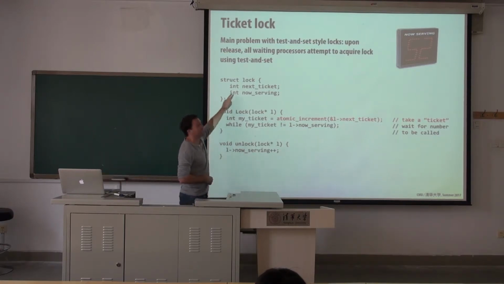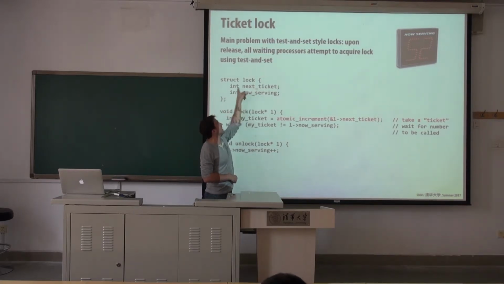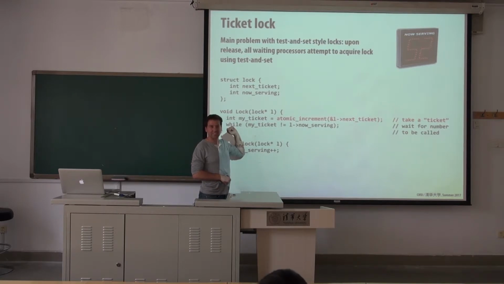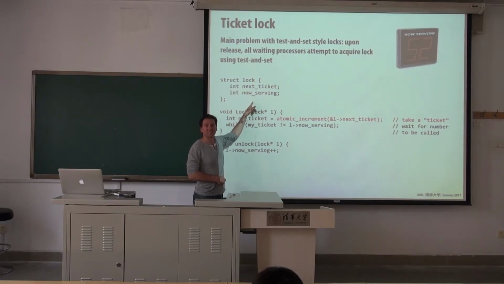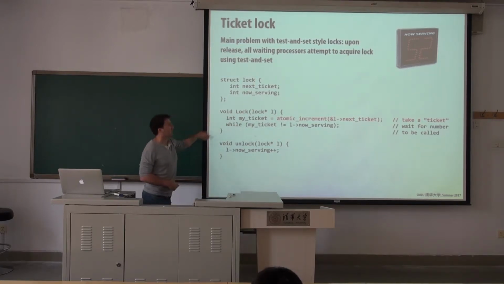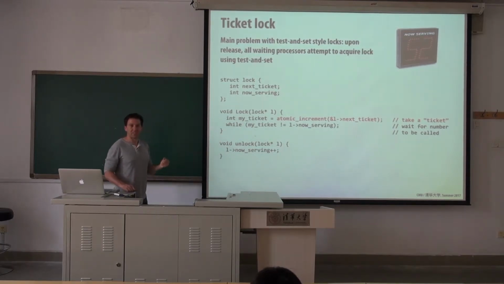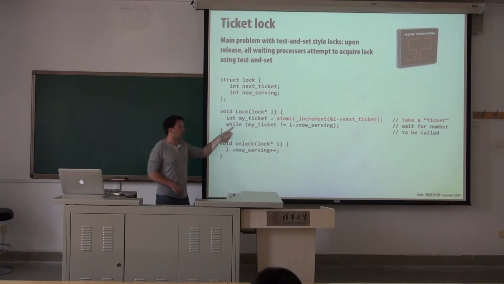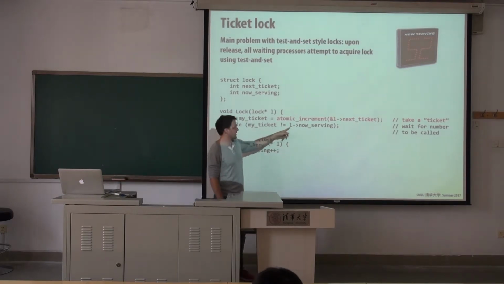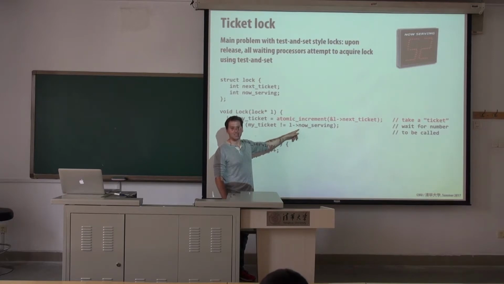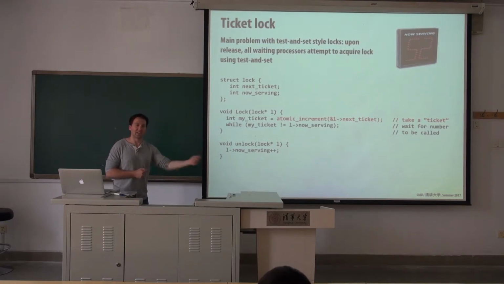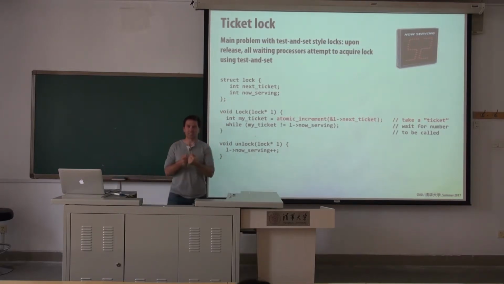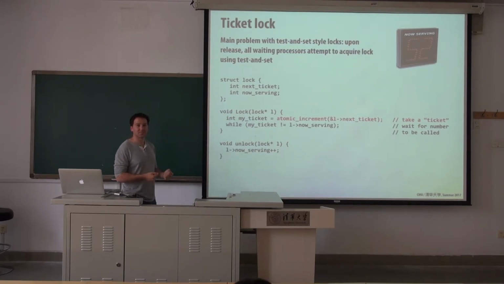So here's a new lock, and now notice it has two integers. There's one integer which says, this is the next available number, next ticket. And then it says, this is the ticket, who should get the lock now? So lock says, give me the next number. And then you wait for my ticket to equal who's ready, now serving, like the ticket that's now available. So my next ticket is like the next number the restaurant will hand out. And now serving is the ticket whose table is ready.